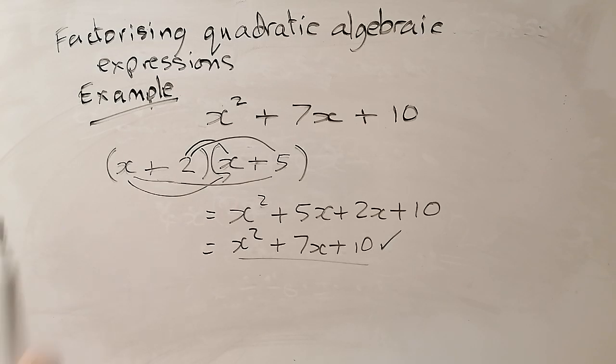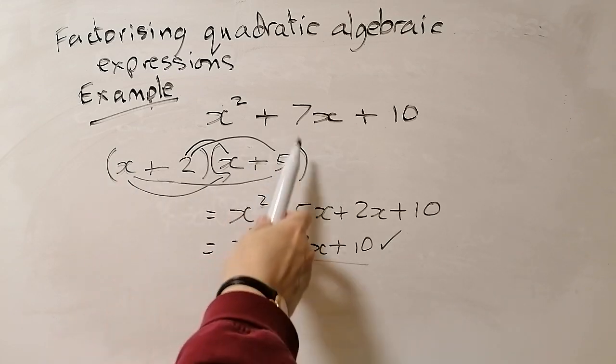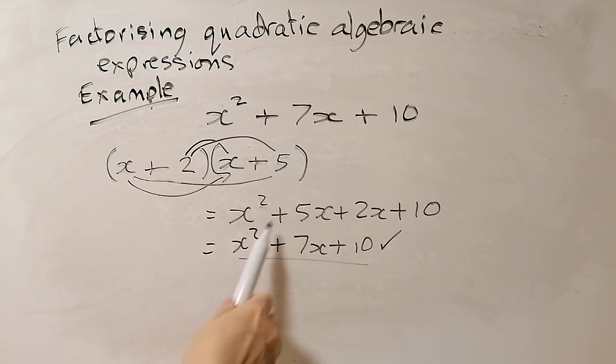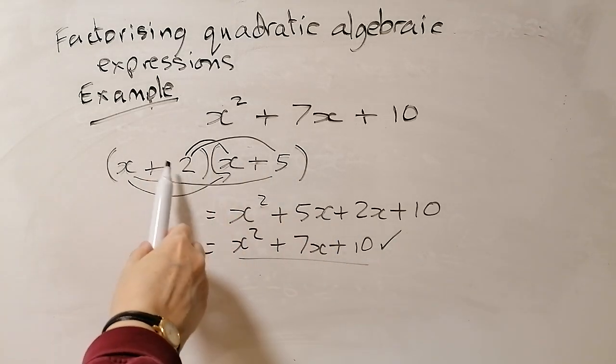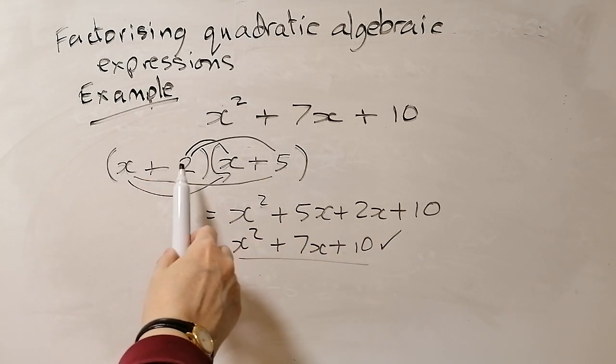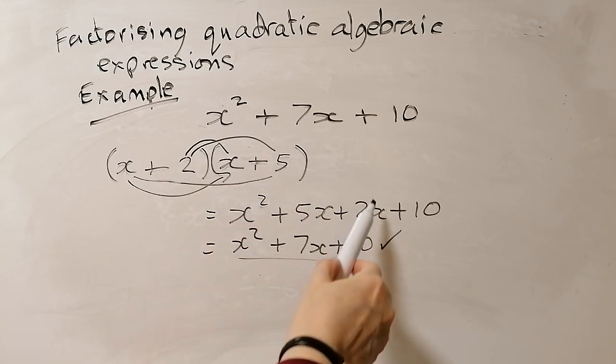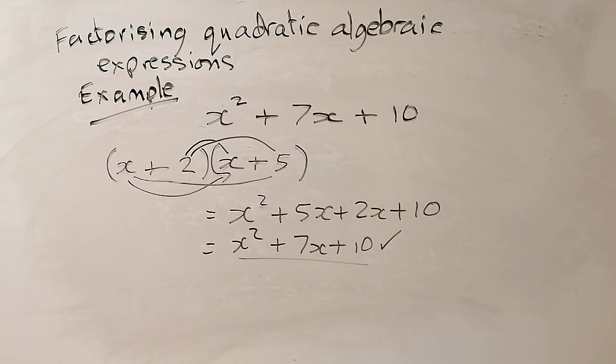And so when we put the 2 and 5 in, we see that when we multiply those brackets out, we get x squared, x times 5 is 5x, 2 times x is 2x, and then 2 times 5 is 10. We collect these like terms, 5x plus 2x, in other words, 5 lots of x plus 2 lots of x is equal to 7x, and then we get our 10.